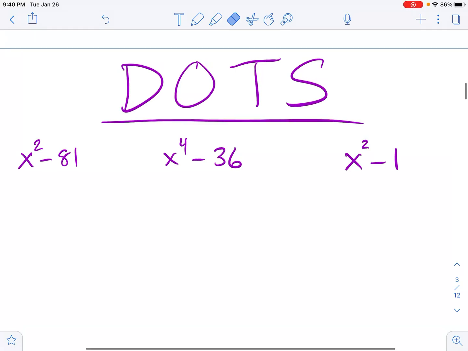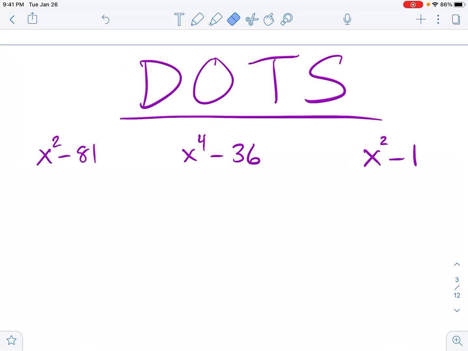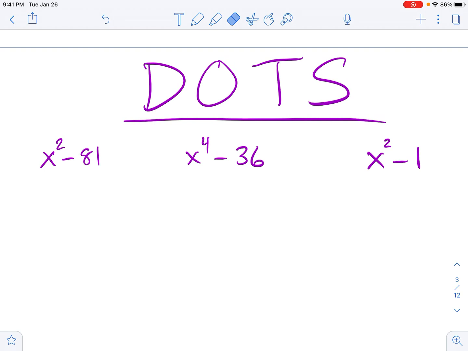There is a common type of factorization. It is a binomial, and it is called the difference of two squares. We call that a DOTS. As you can see, it is a difference. We have subtraction.